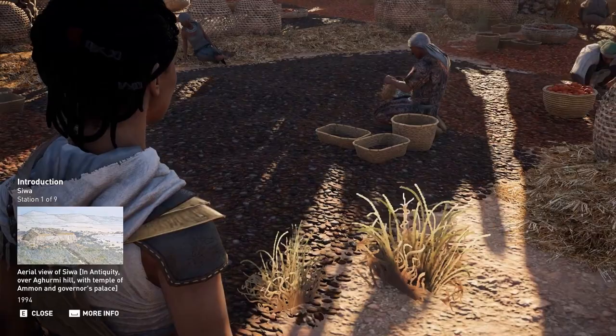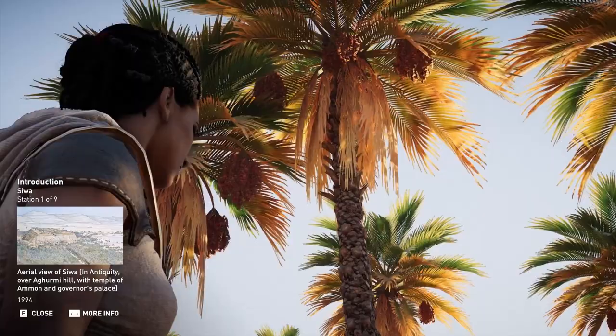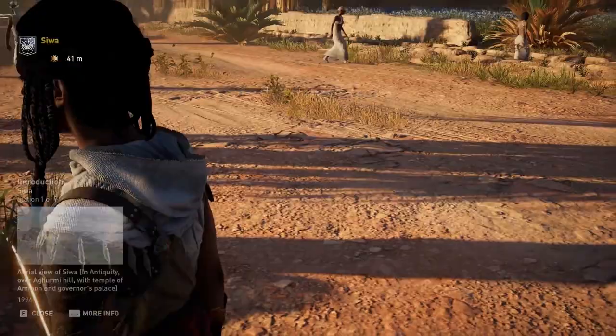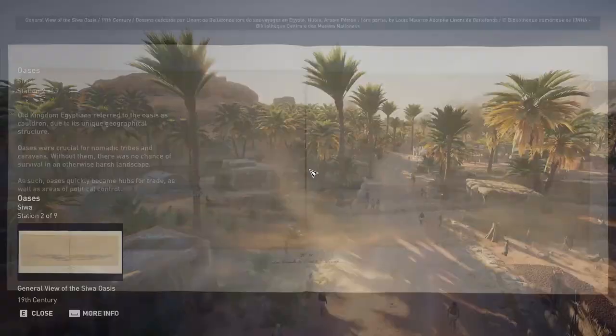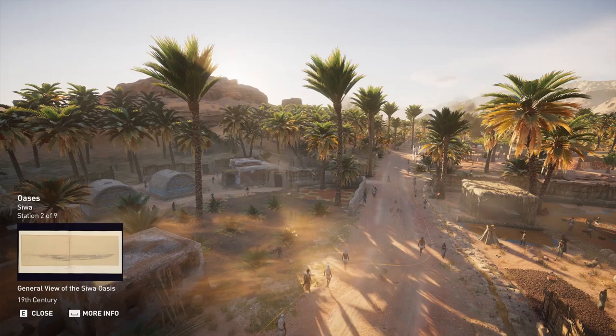Though clearly influenced to some degree by Egyptian and African culture, the area's isolation resulted in a unique society and language. While they worshipped the same deities, Siwa temple architecture differed from traditional Egyptian temples. Old Kingdom Egyptians referred to the oasis as cauldron due to its unique geographical structure.